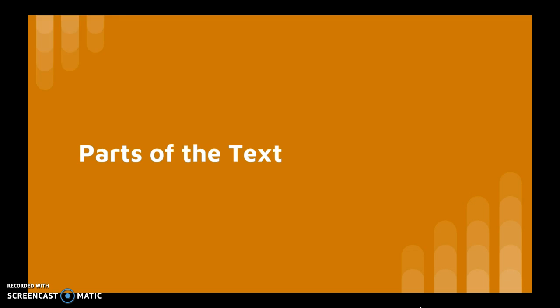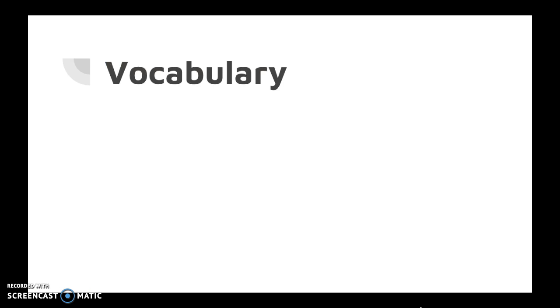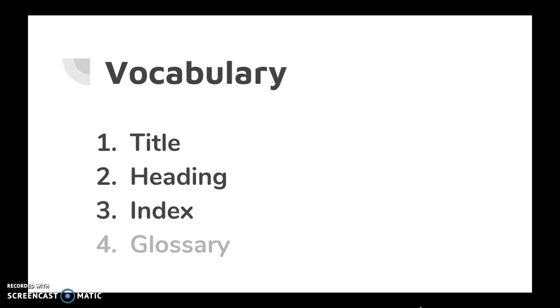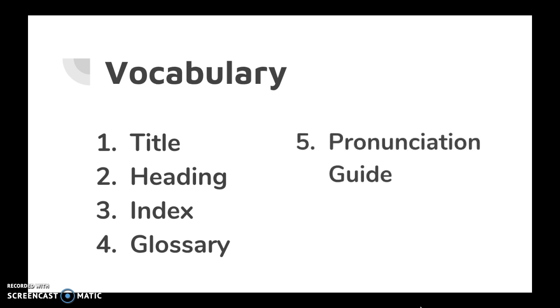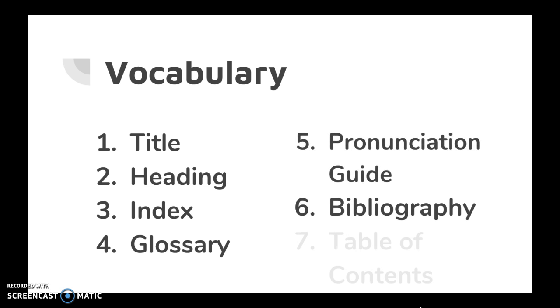The second part is parts of the text. The vocabulary for this section include the title, heading, index, glossary, pronunciation guide, bibliography, and table of contents. We are going to look at each of these closer.